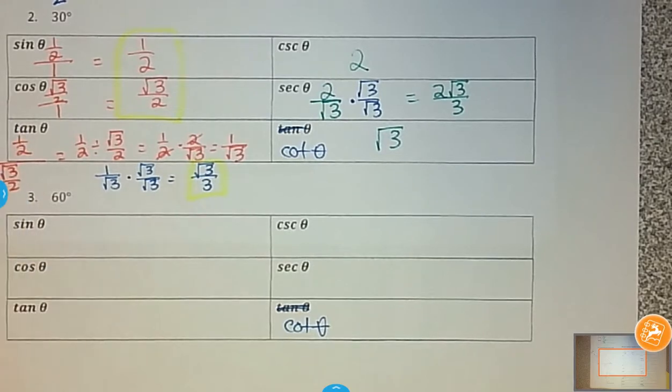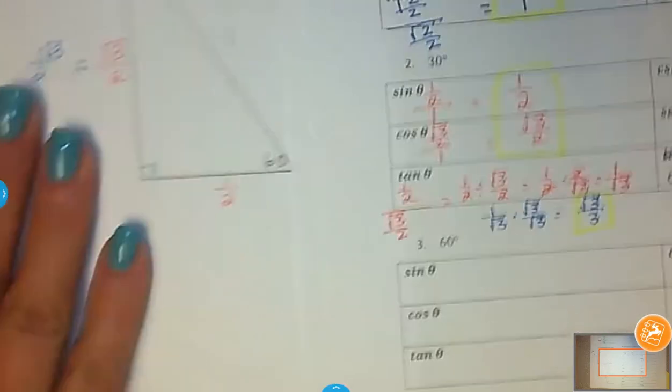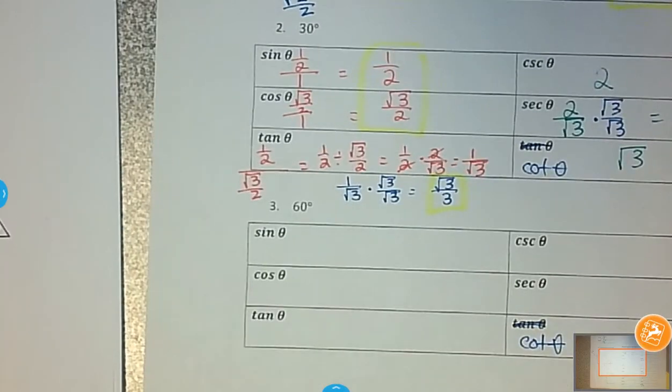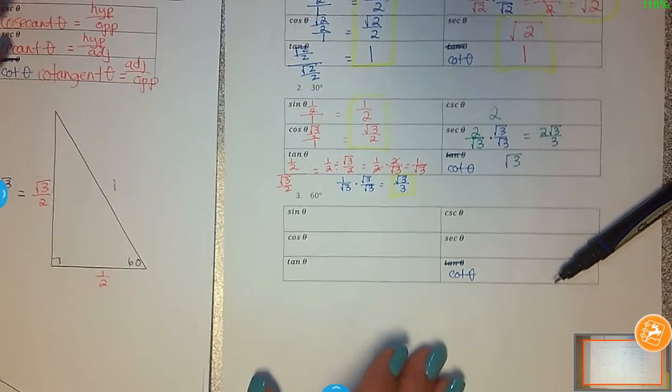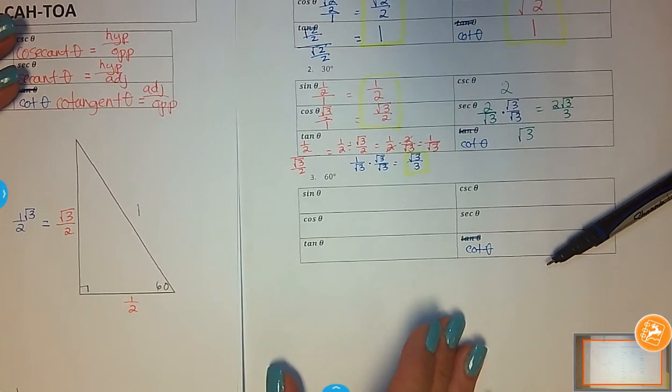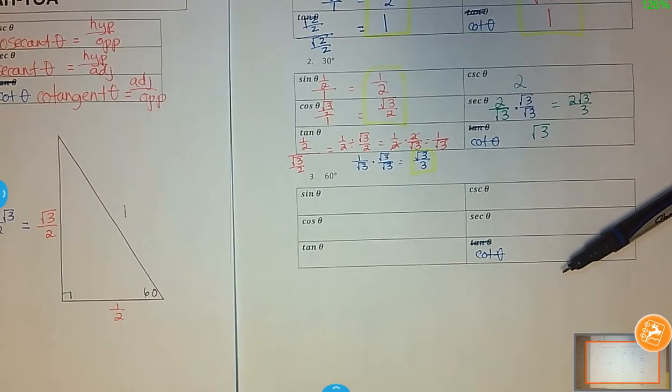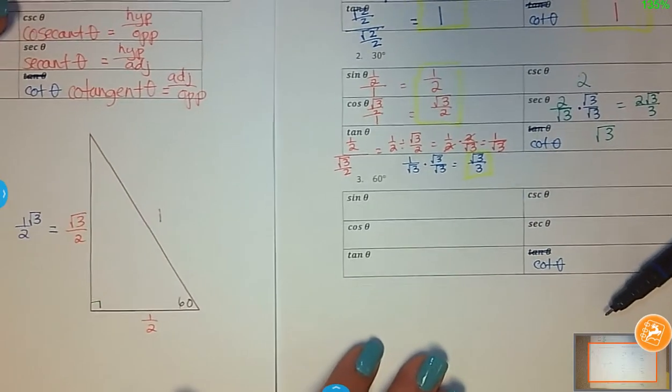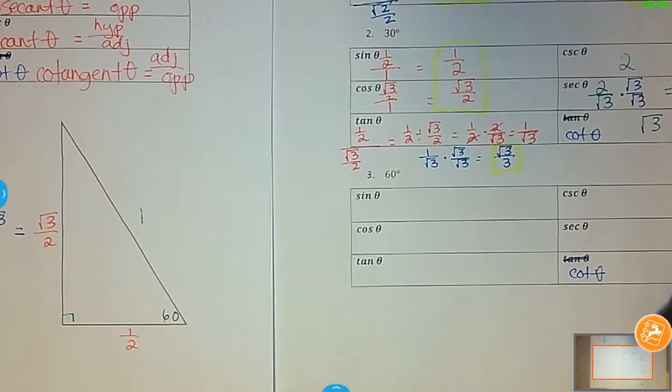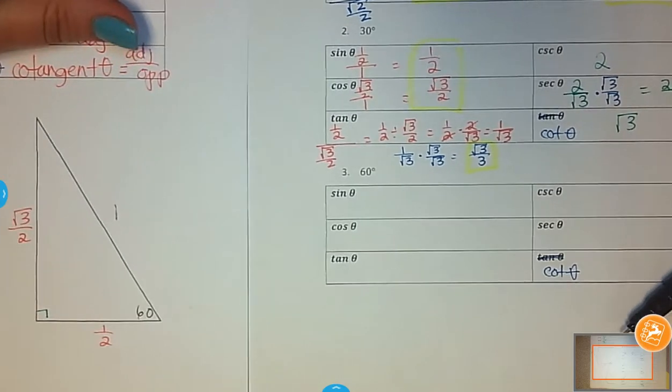All right, so now we've got 60 degrees left to do. I'll get my triangle up here, see if I can get it up here at the same time. There you go. So see if you can do all of 60 degrees on your own.